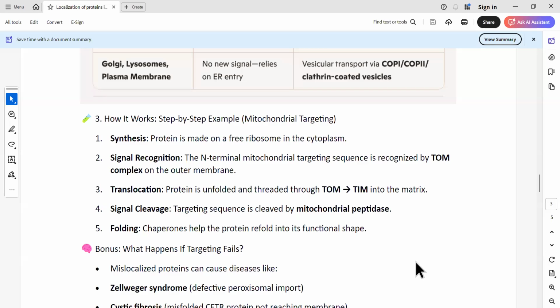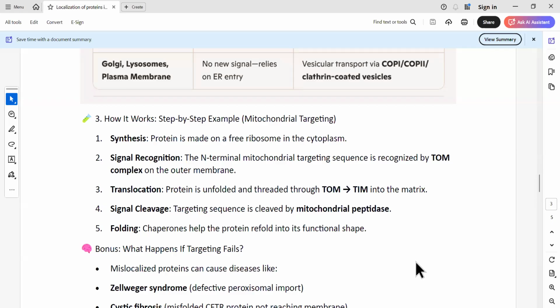And this amphipathic helix is recognized by Tom complexes on the outer membrane. Then the protein is unfolded and threaded through the Tom-Tim complex into the matrix, because the folded protein cannot go through these complexes. The pore size is not that big, so it has to be unfolded.